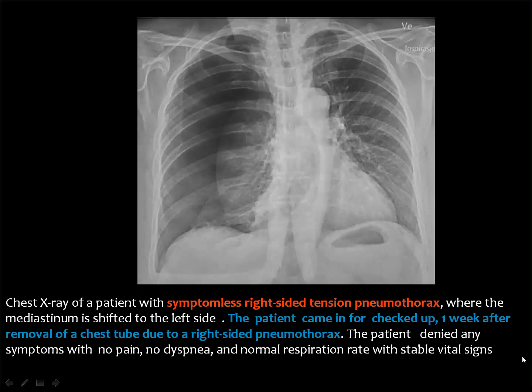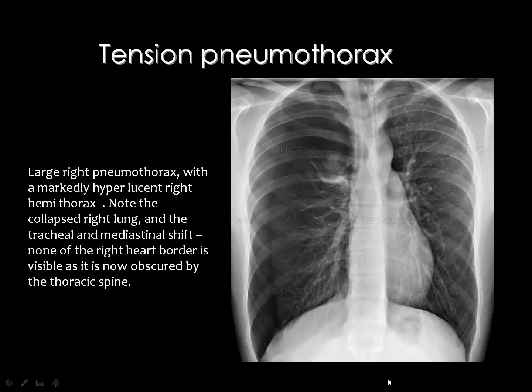And this case is a patient with symptomless right-sided tension pneumothorax. This is a case from the literature, and the patient denies any symptoms, and the mediastinum, as you can see, is shifted to the left side. The lung is markedly compressed by the pneumothorax. The patient came for a checkup 1 week after removal of a chest tube, and the patient denied any symptoms, with no pain, no dyspnea, and normal respiratory rate.